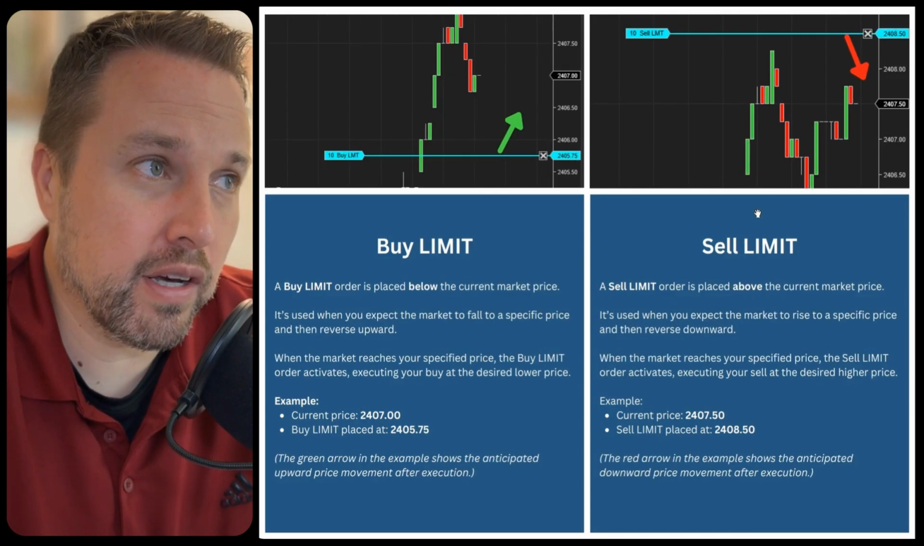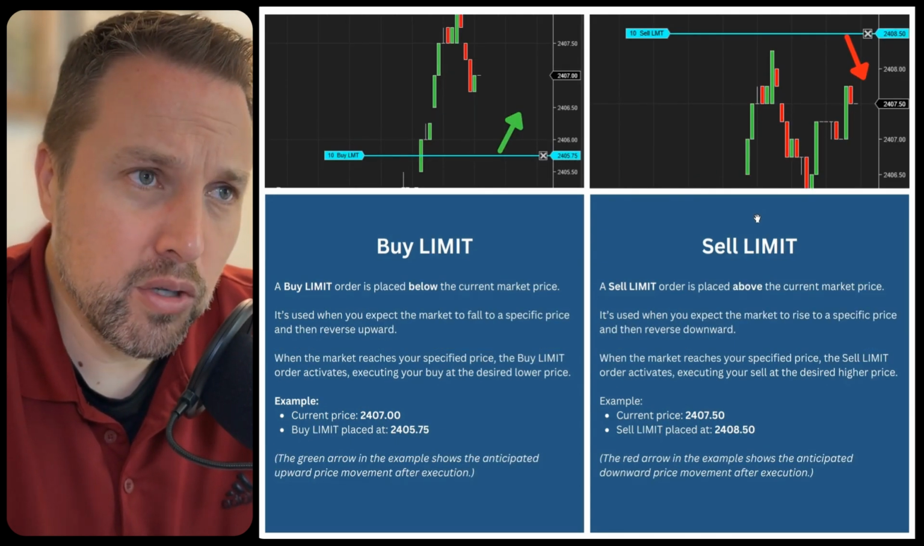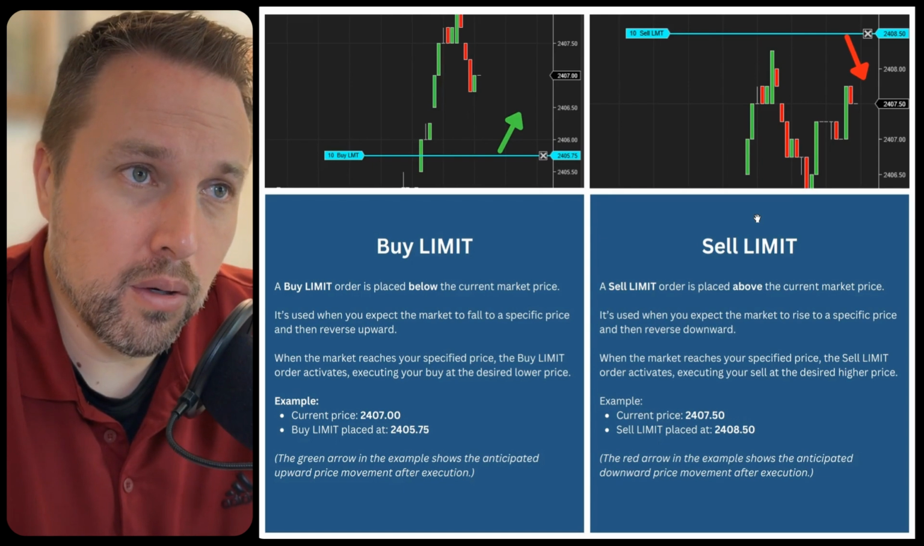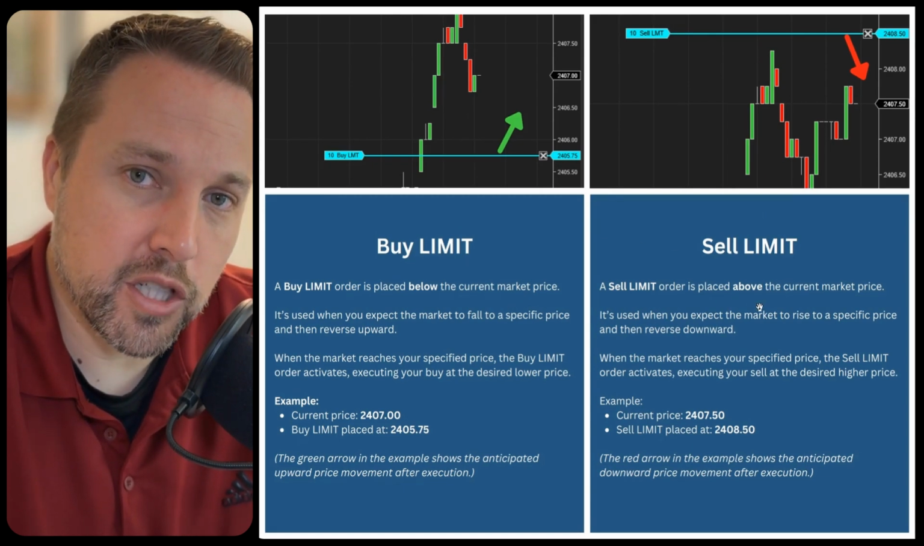Well, next up, we have a limit order. We have a buy limit and a sell limit displayed here. A limit order is placed below the current market price for a buy or above the current market price for a sell. This order is typically used when you're expecting a pullback and then continuation of the current trend.